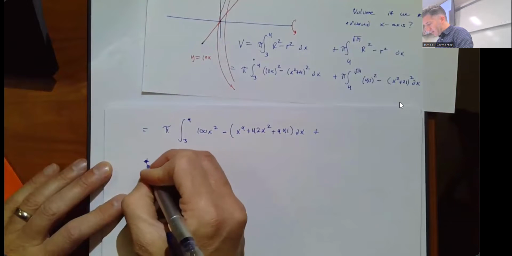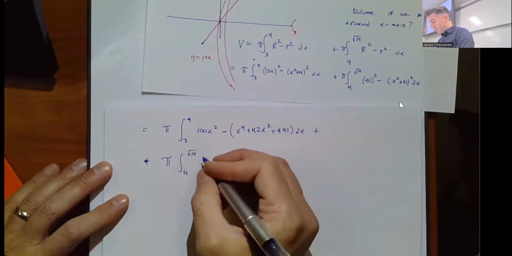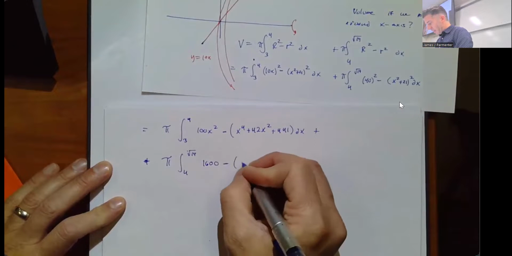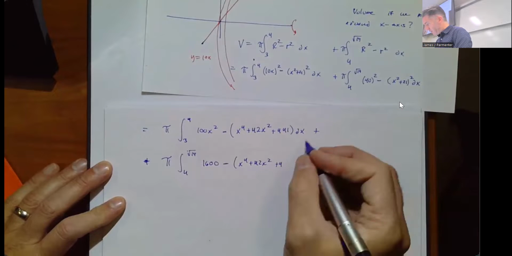We're adding on pi times the integral from 4 to the square root of 19 of 40 squared, which is 1600, minus, again, x to the 4th plus 42x squared plus 441.